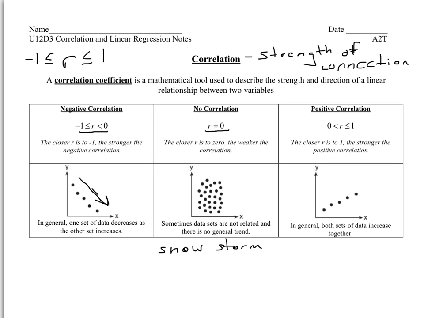The final case occurs when R exists between 0 and +1. As R is positive, we see that the closer it gets to +1, the stronger the positive correlation. So here we have the case where R is increasing. So as my x values increase, my y values increase. And for a strong connection, they're very tight together. They almost look like it's a line.